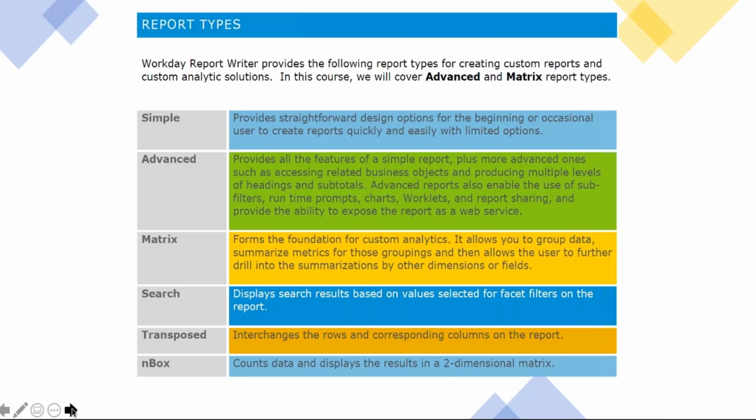Then comes the matrix report. A matrix report is not a detailed report, it's a summarization report that we use in Workday. When you want data to be presented in a summary format, such as in a graph or chart, especially when they're looking at the average of a particular metric, they want to see the sum, they want to see the count, then we go with matrix reports.